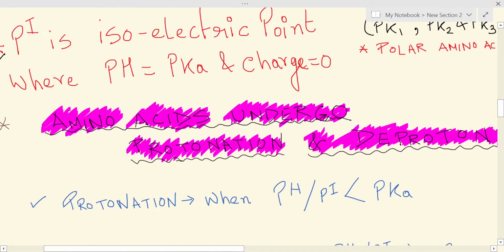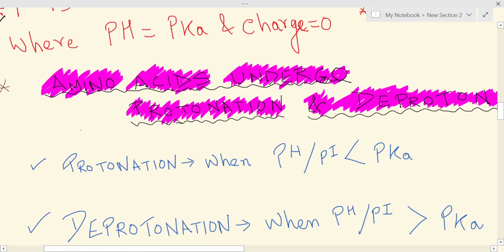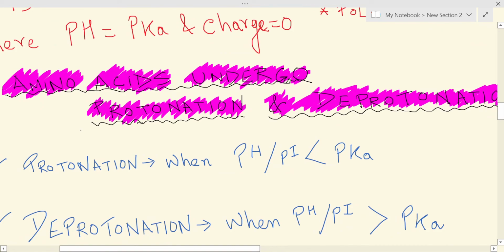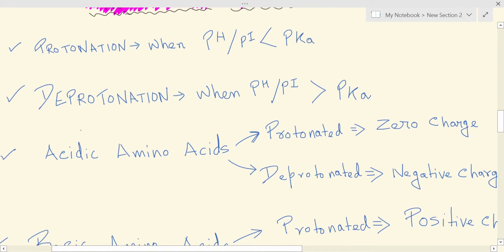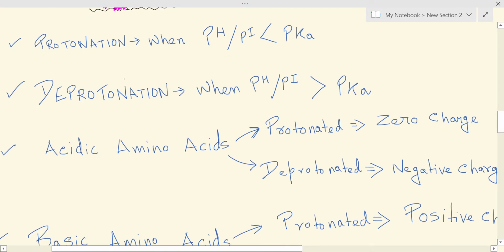Now, amino acids undergo protonation and deprotonation under various pH values. So, let's have a look here. Protonation happens when the pH or pI value is less than the pKa value. Again, protonation will happen when the pH value or pI value is lesser than the pKa value of that amino acid. For deprotonation, the pH or pI value has to be greater than the pKa value of the amino acid.